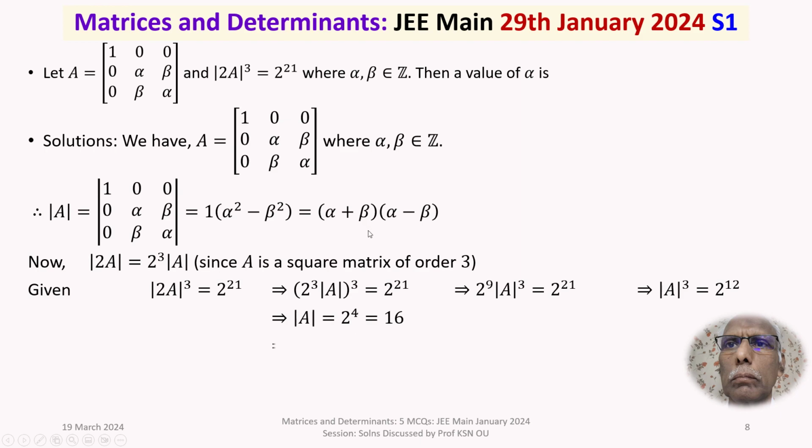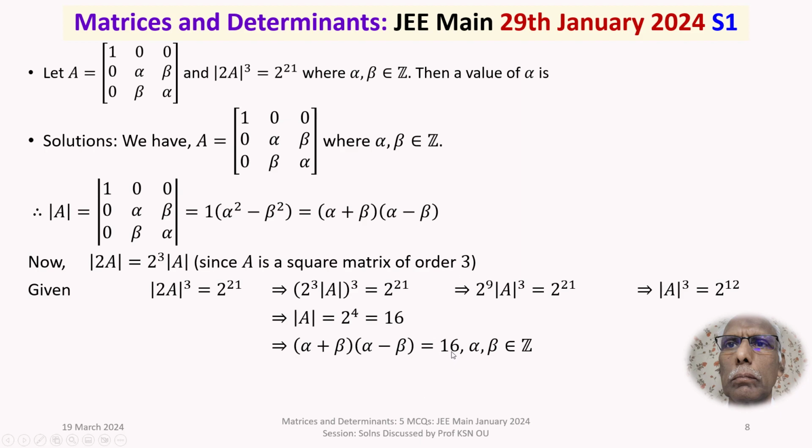It is (alpha plus beta) multiplied by (alpha minus beta) is 16, where alpha, beta are integers, and we have to find out the values of alpha and beta, and alpha will be one of the options. Right. So now you can write 16 as 16 into 1. Then alpha plus beta is 16 and alpha minus beta is 1. Solving, you will get alpha is equal to 17 by 2, which is a rational number, which is not an integer. Therefore, that combination will not work.